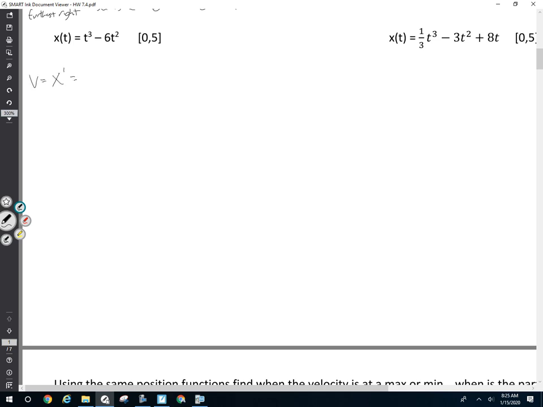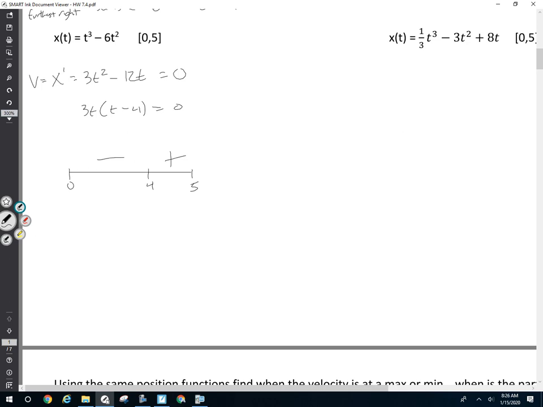See when I'm traveling to the right, traveling to the left. See when my position is increasing versus position decreasing. 3t squared minus 12t, I'll set that equal to 0. 3t(t minus 4), I got 0 and 4. I'm looking between 0 and 5. So 0 is important, 4, 5. Plug in 4.5: positive, positive. Plug in 3: positive, negative.